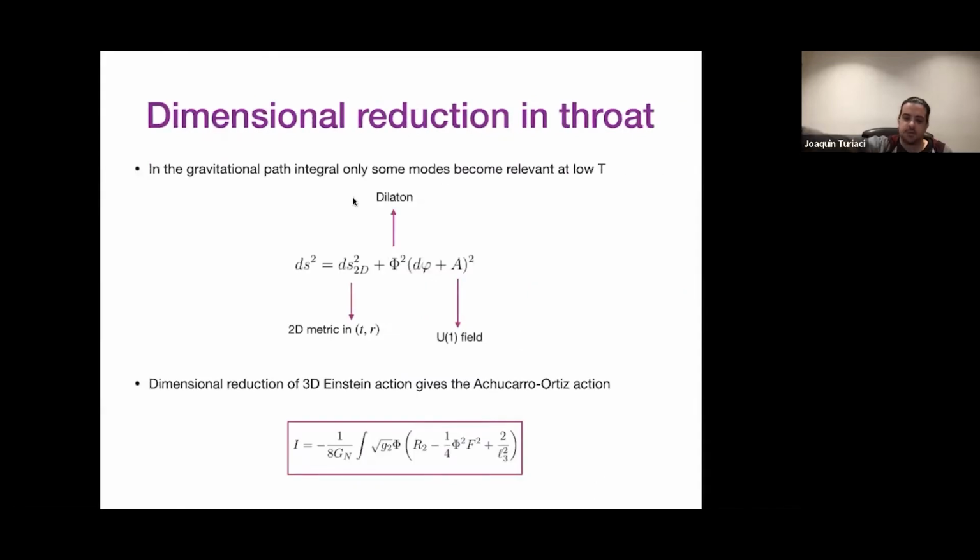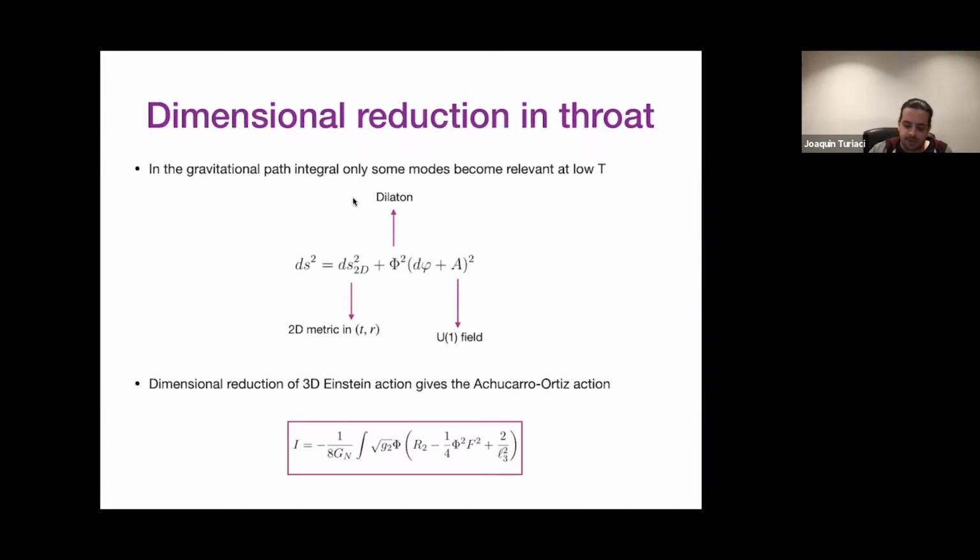Okay, so the idea is that we want to do a dimensional reduction in the throat. What we will do is to find the modes that dominate the temperature dependence of the partition function. In other words, the modes that become massless or that become relevant at low temperatures. And in the metric, these are three modes. One is the 2D metric in time and radius. Another one is the dilaton, which tells you the size of the transverse space to AdS2, which we will allow to fluctuate because as you go away from the horizon, it's slowly increasing. And A will be a U(1) gauge field.